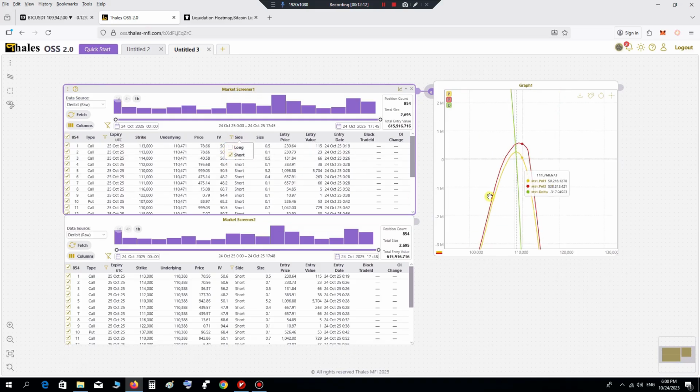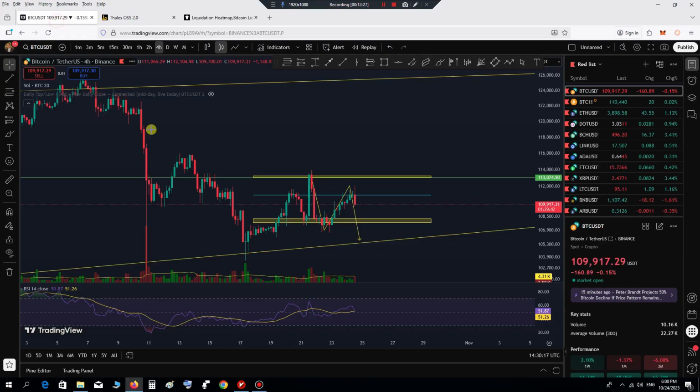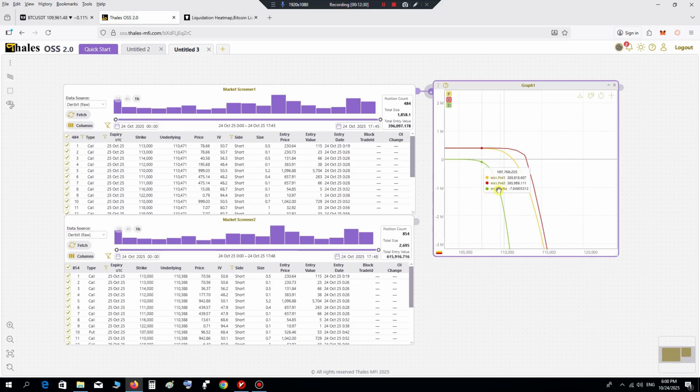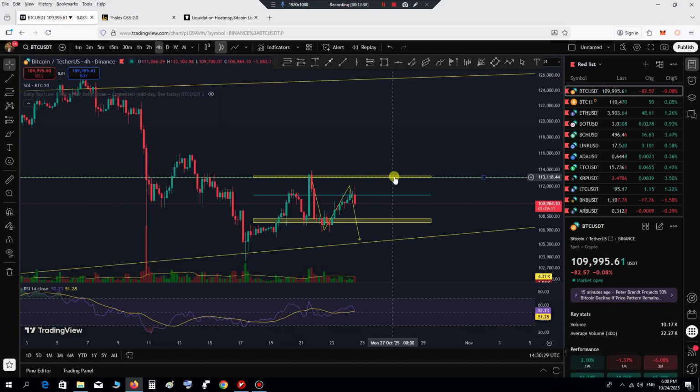The sale of 2,695 Bitcoin. We're selling 1,858 call sales and 836 put sales. As you can see, the number of call sales is much higher. This means that for this bullish move, a ceiling has been set, which is around 113, and that's about where we are now, at 113. This upper zone.